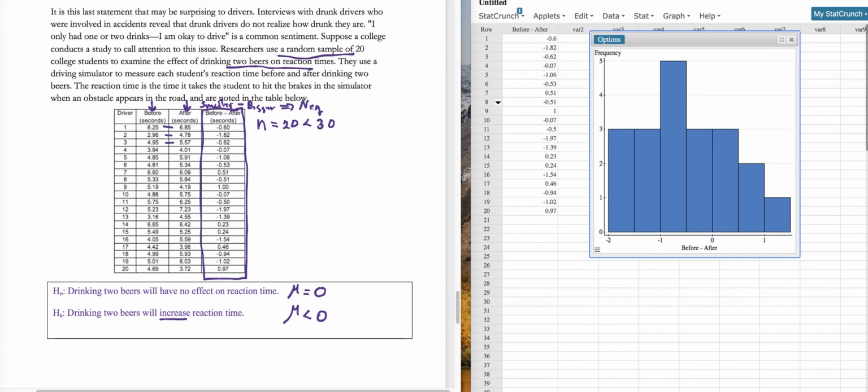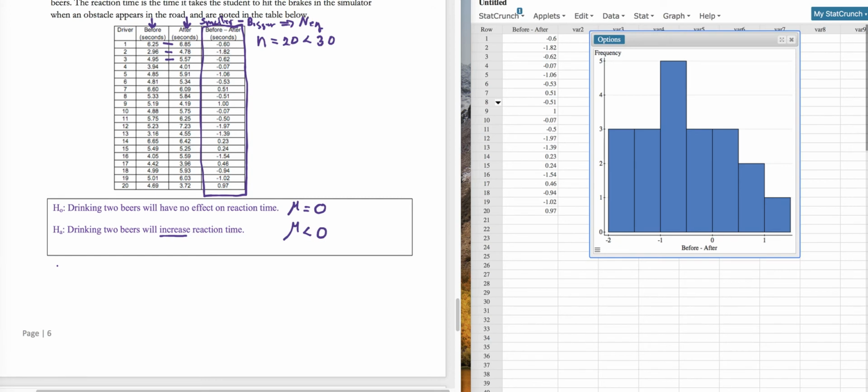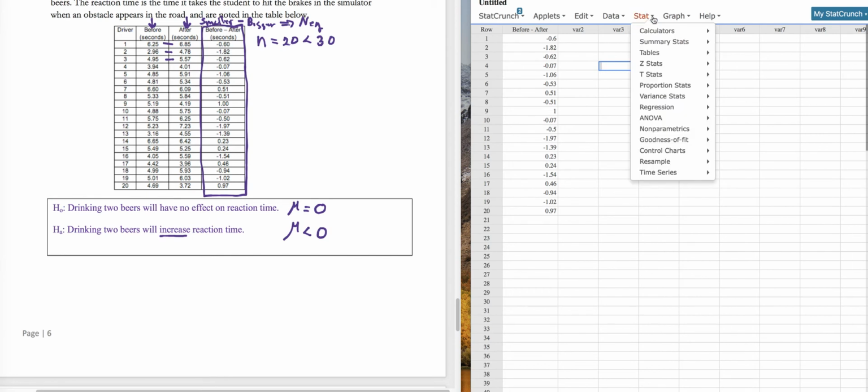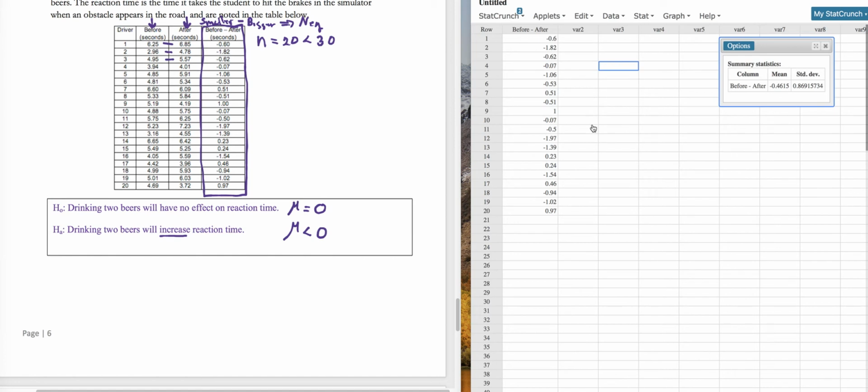All right, on to step 2, where we need to give our sample values, the sample mean and the sample standard deviation. So again, we have a column of data here in StatCrunch. If you recall, to get our mean and standard deviation, we go to Stat, Summary Stats, by column. That's my column. I want just the mean and standard deviation. There we go. So those are the values that we need.